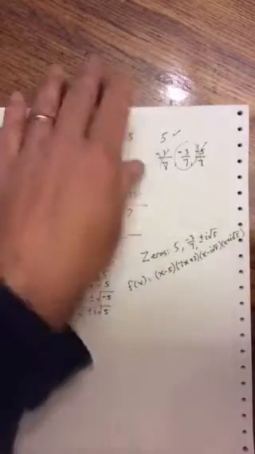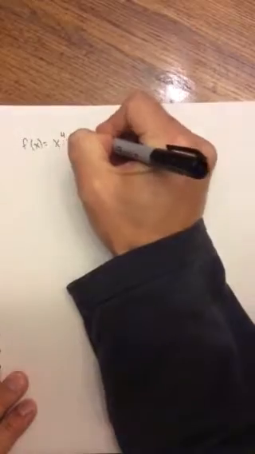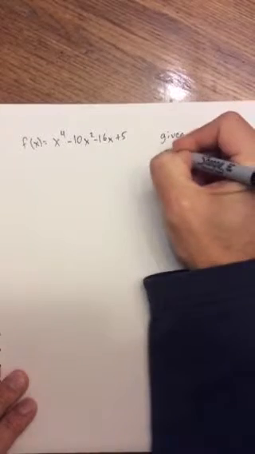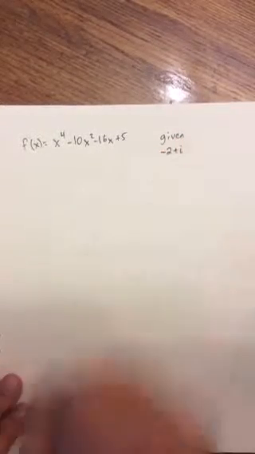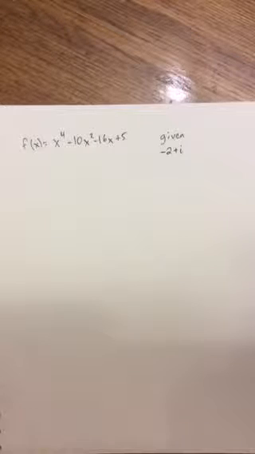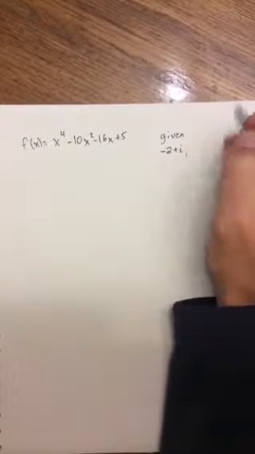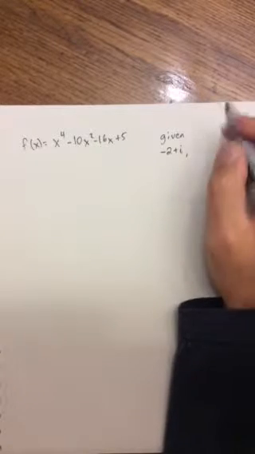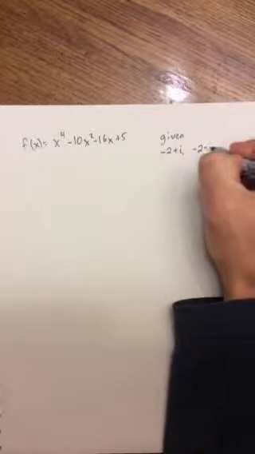The other type of problem that I want to come across with you is looking at a problem in which you are given a zero. I think you might have had that over the weekend. It might have been a problem like, here's a function, x to the 4th minus 10x squared minus 16x plus 5, and you're given the zero at negative 2 plus i. Well, you should know that there's another zero basically. It's been gifted to you that the other one should be its complex conjugate, negative 2 minus i.